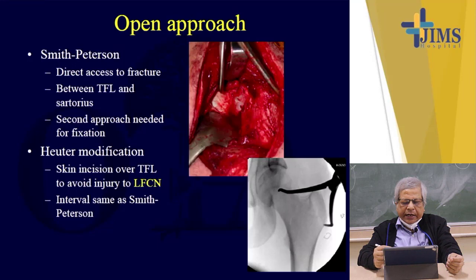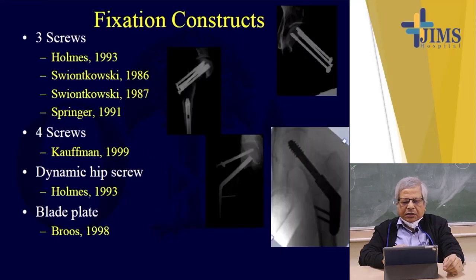This is the head, this is the neck, the fractured neck, and this is the trochanteric area. This is held by a clamp, then 3 screws are placed. These are the fixation constructs. Most popular is 3 screws like this.